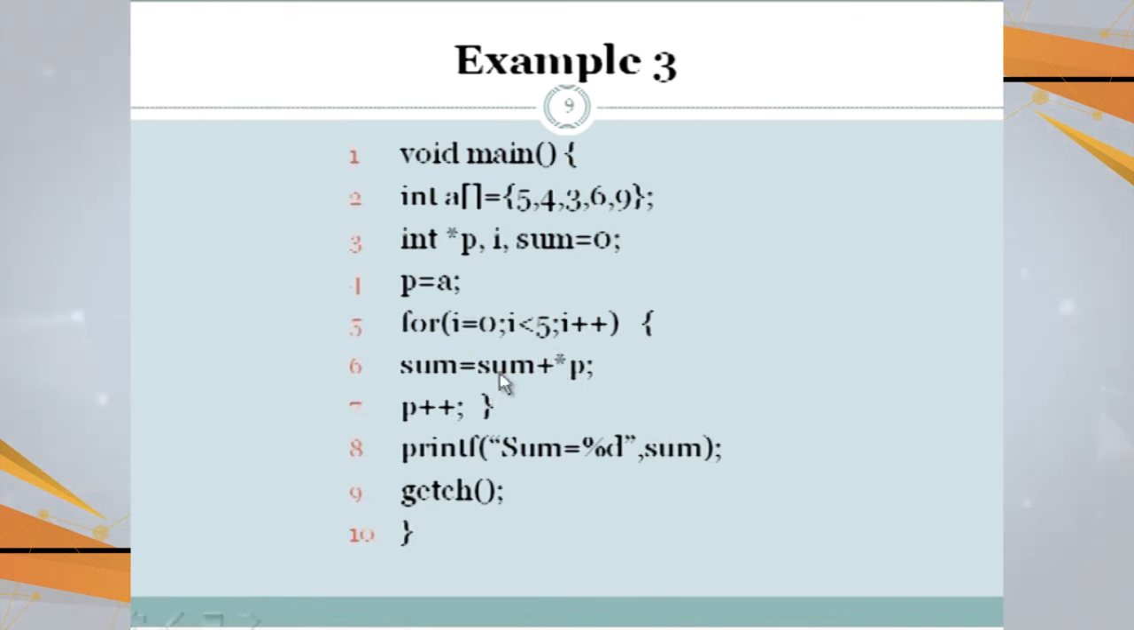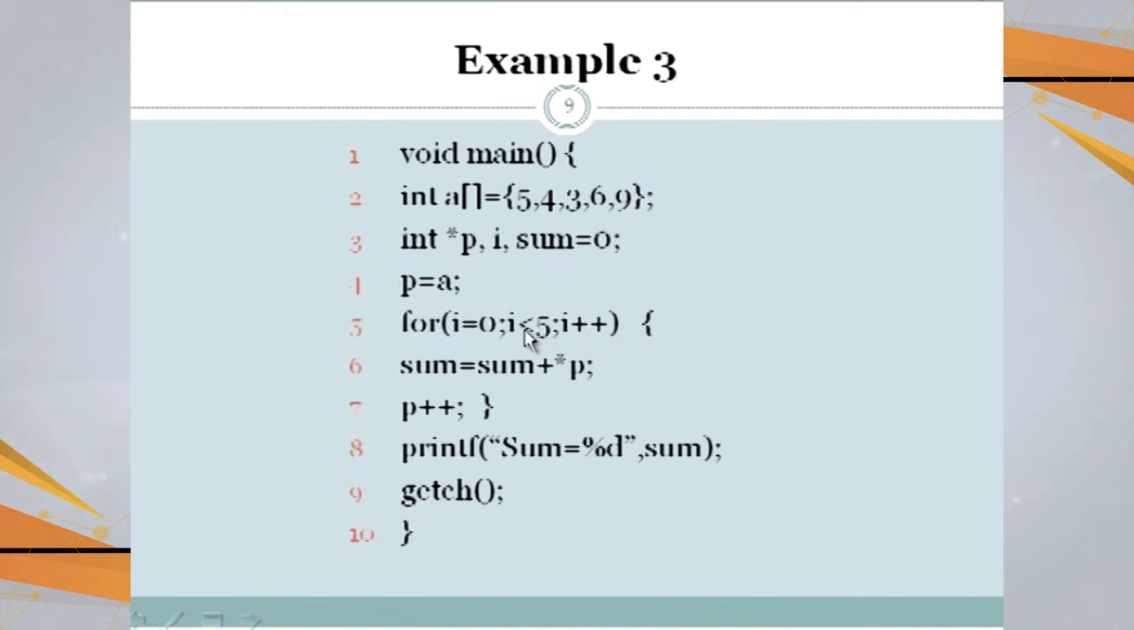The value returned will be added to the current value of sum. Then p plus plus will move the pointer variable to the fifth element of the array. Then in the next cycle, star p will return the value at the fifth location of the array. The value returned will be added to the current value of sum, and then p plus plus will move the pointer variable to the next element. i plus plus.